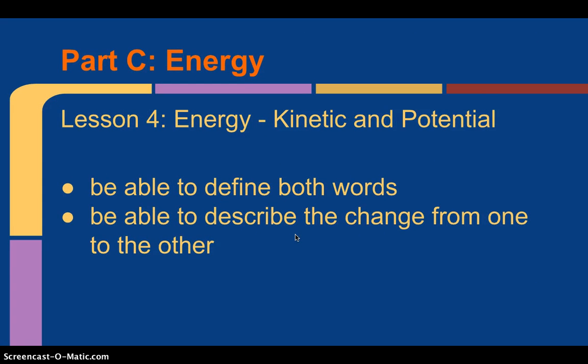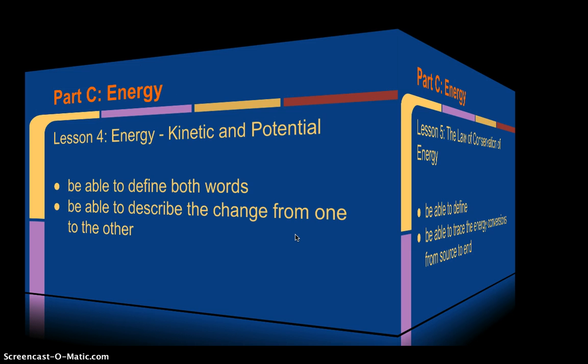That got us on to part C, which has to do with energy, and lesson 4 had to do with kinetic and potential energy. I need you to be able to define both words and be able to describe the change from one to the other, from kinetic to potential or from potential to kinetic. We had that pendulum description that we looked at, so think back to that.